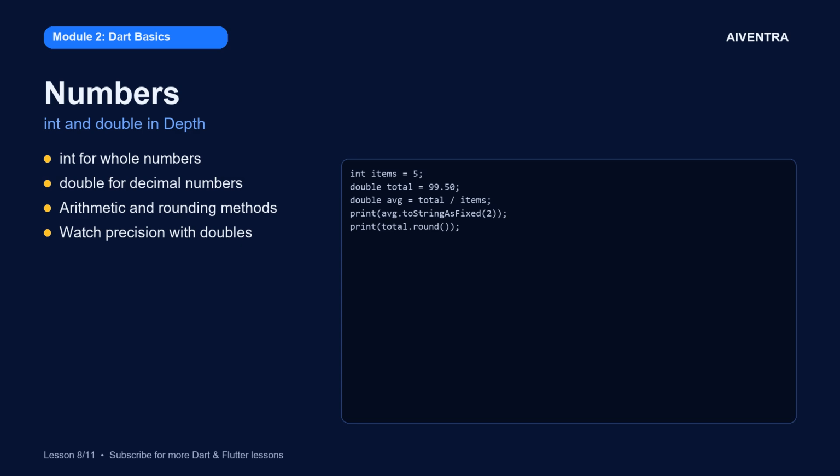Let us recap numbers. Key point 1. Int for whole numbers. This is important because it helps you write clean, predictable Dart code and avoid common beginner mistakes. Key point 2. Double for decimal numbers.